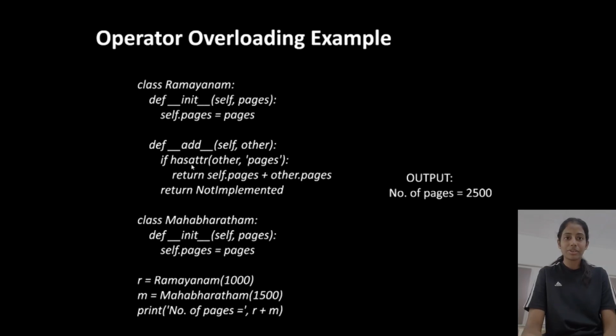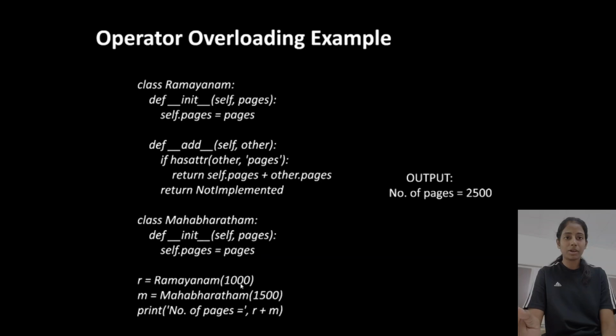The hasattr checks if the other object has a pages attribute. If yes, it adds the pages of both objects. If no, it returns NotImplemented. This is a good practice for unsupported types. Class Mahabharata, def __init__(self, pages), self.pages = pages. Another class Mahabharatam is defined with the same kind of pages attribute, but here we are not putting any __add__ method.